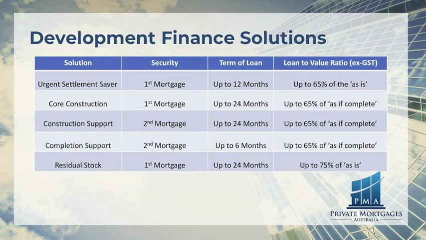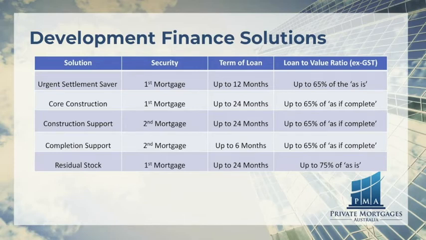Okay, so the next one down is what we call core construction. In the previous slide, it was referred to as the senior debt piece. We call it core construction. Its security is first mortgage over the project itself, and these can be anywhere up to sort of 24 months. Now we're doing up to 65% of the as-if valuation price exclusive of GST.